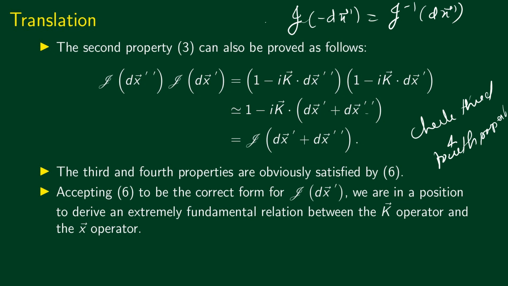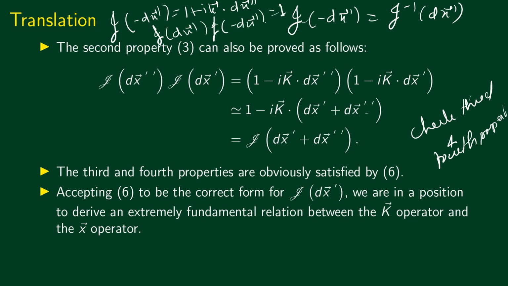How do you check this? You start with j of minus dx vector prime. Let me write down here, j of minus dx vector prime would be equal to 1 plus ik vector dot dx vector prime. Now, if this has to be equal to j inverse of dx vector prime, that means that j of dx vector prime multiplied by j of minus dx vector prime has to be equal to the identity operator. This is what you need to check. That's it.